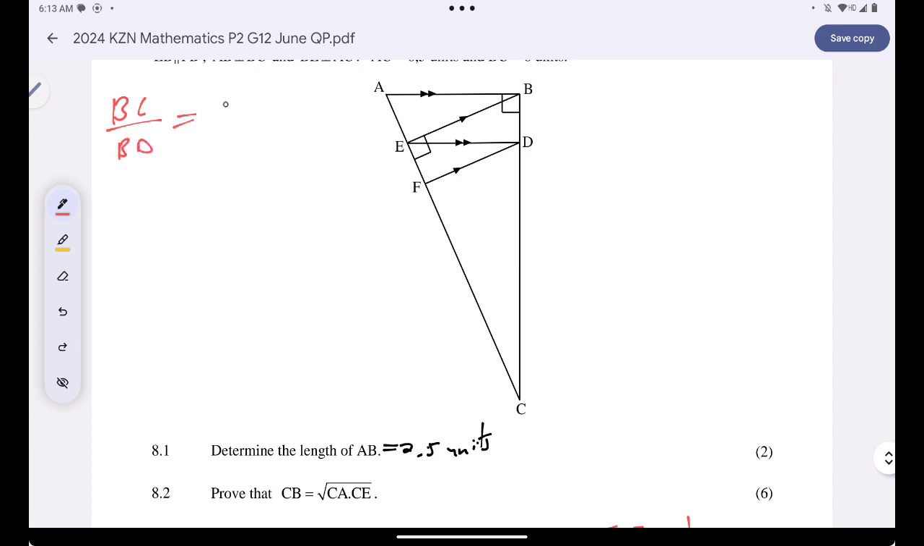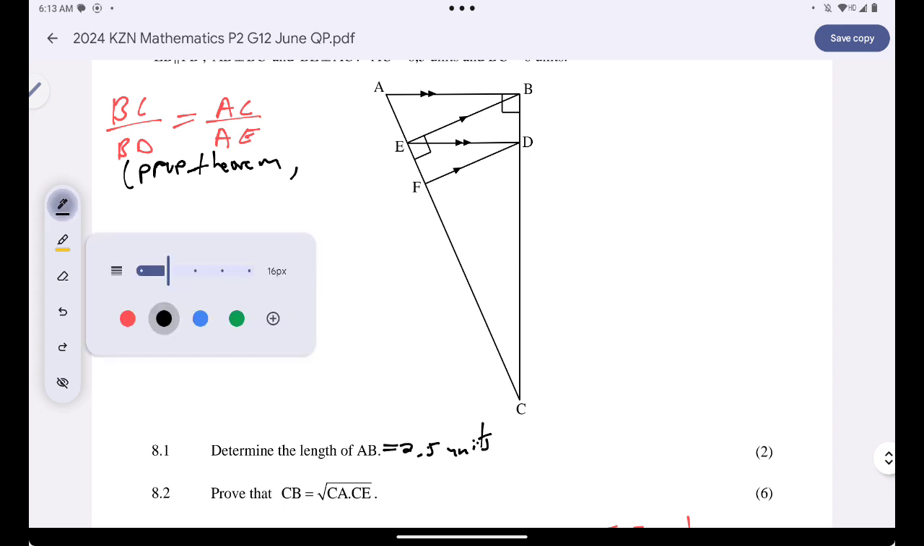is the same as AC over AE. This thing is true. I'll write the reason in black. It's the proportionality theorem, guys. And the proportionality theorem is true because AB is parallel to ED. Are we together?